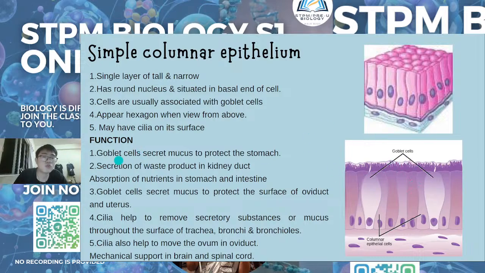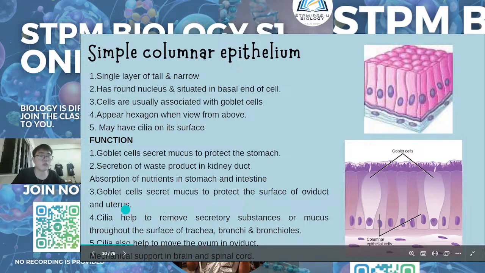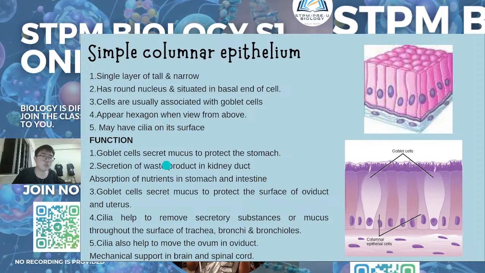So what is the function of goblet cells? Normally goblet cells secrete mucus to protect the stomach. Not only the stomach, also in our nose it acts as protection, and in the secretion of waste product in the kidney duct. Also absorption of nutrients in the stomach and intestine. And goblet cells can secrete mucus to protect the surface of the oviduct and also the uterus. So these are all the functions of goblet cells.